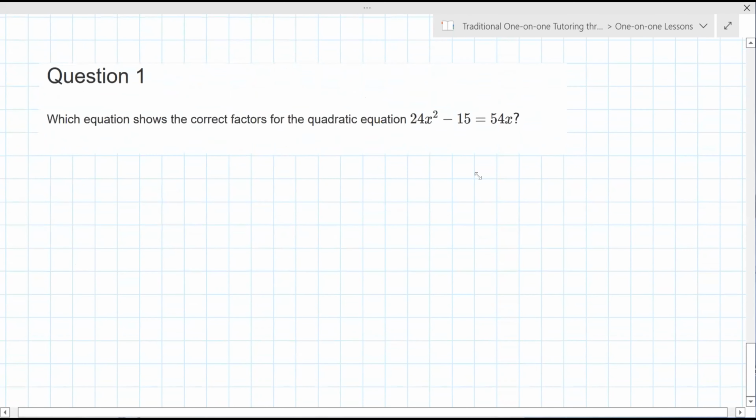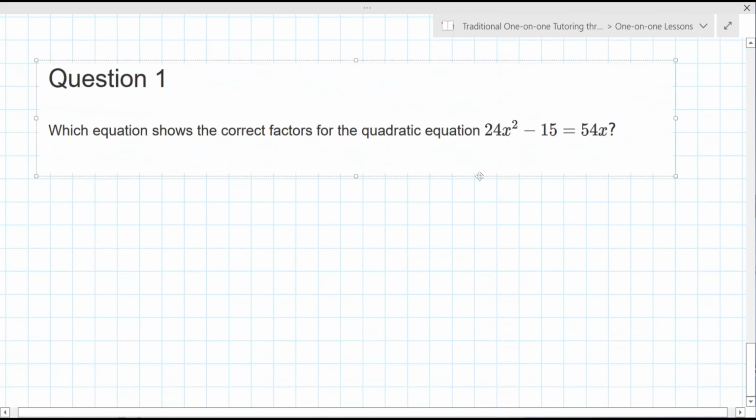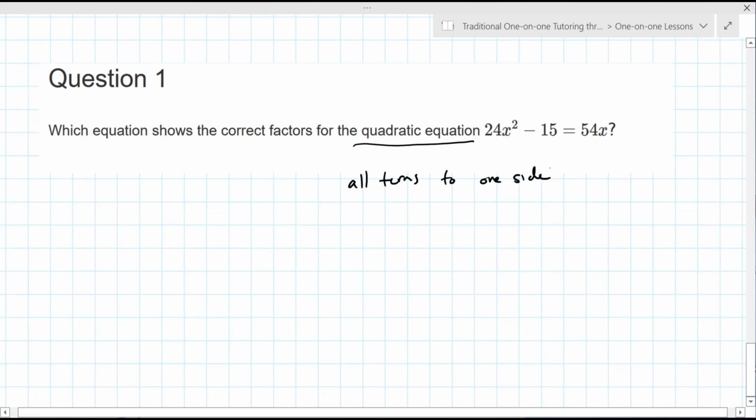All right, so this one says: which equation shows the correct factors for the quadratic equation 24x squared minus 15 equals 54x? Okay, so whenever you're doing anything with quadratic equations, you always want to bring all terms to one side of the equation. In this case, you're going to subtract 54x from both sides because you want to move that from the right side to the left side. So your result is 24x squared minus 54x minus 15 equals 0.